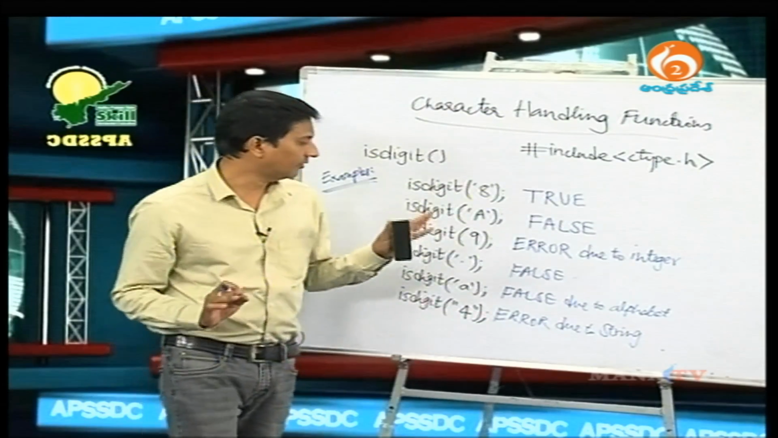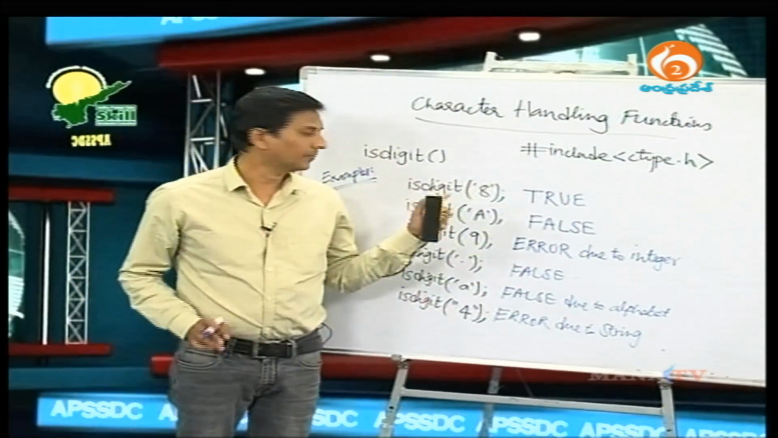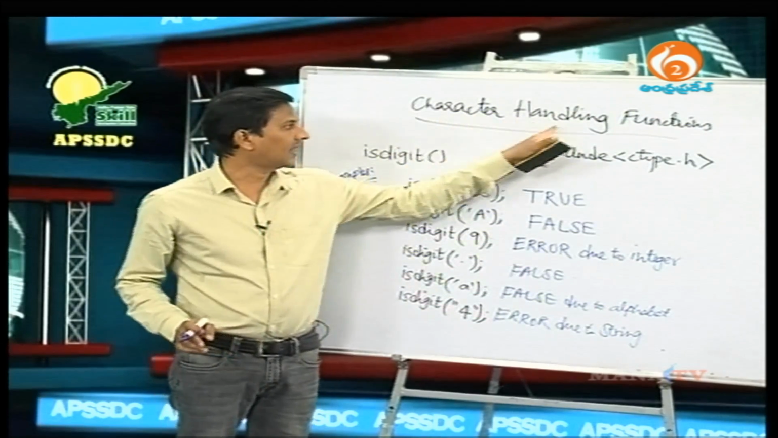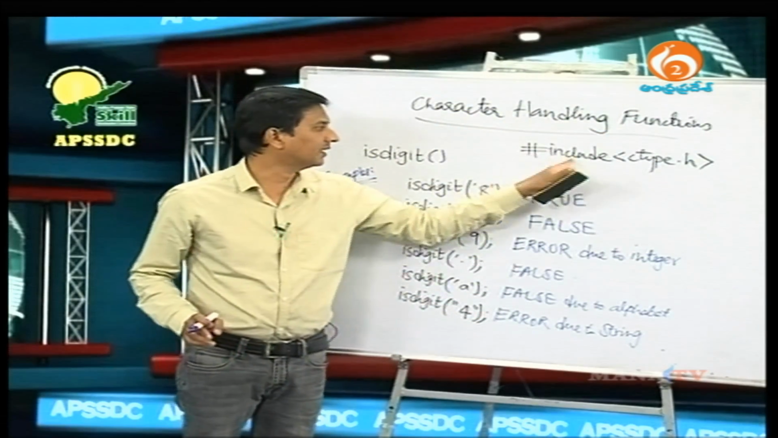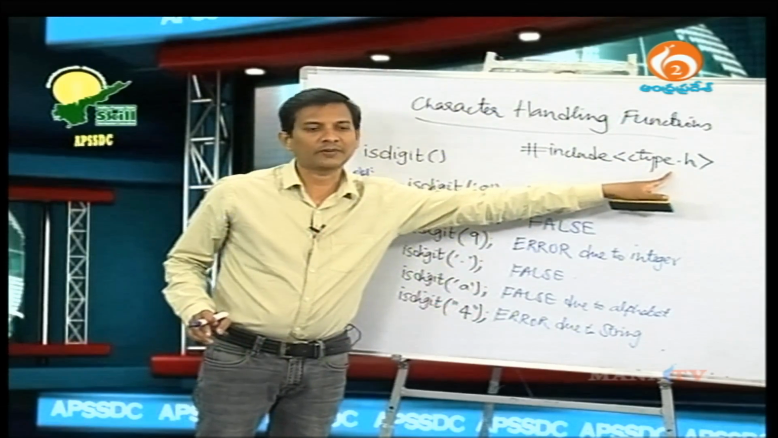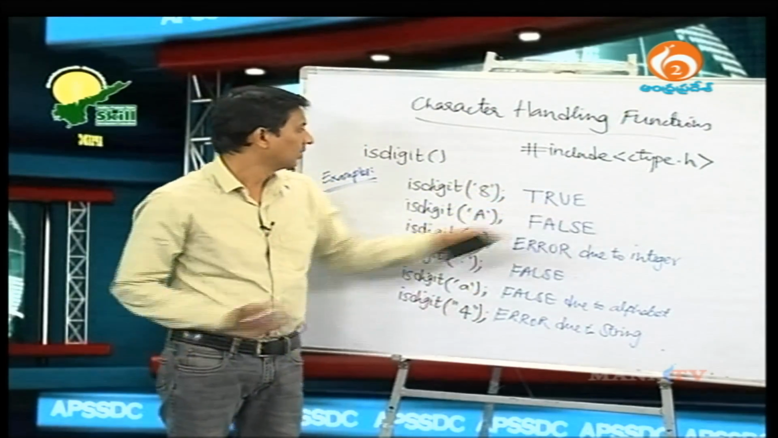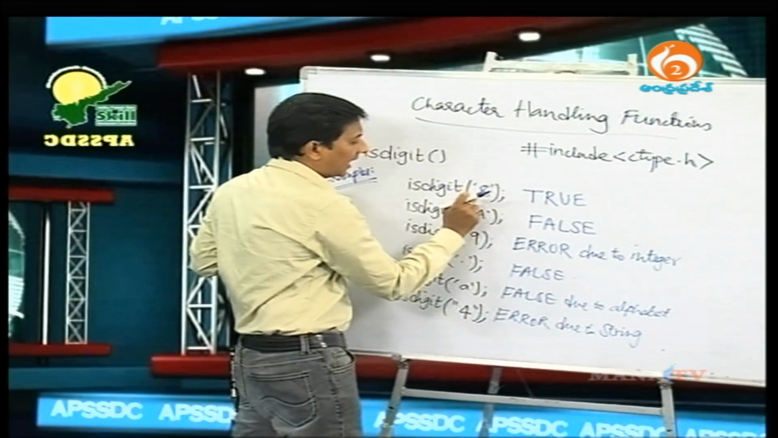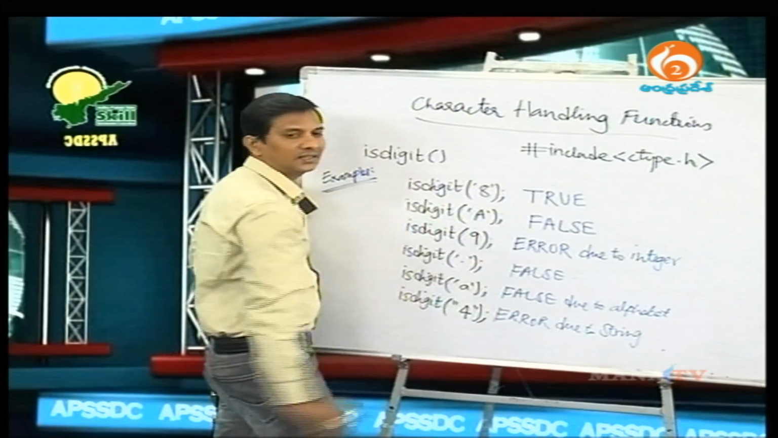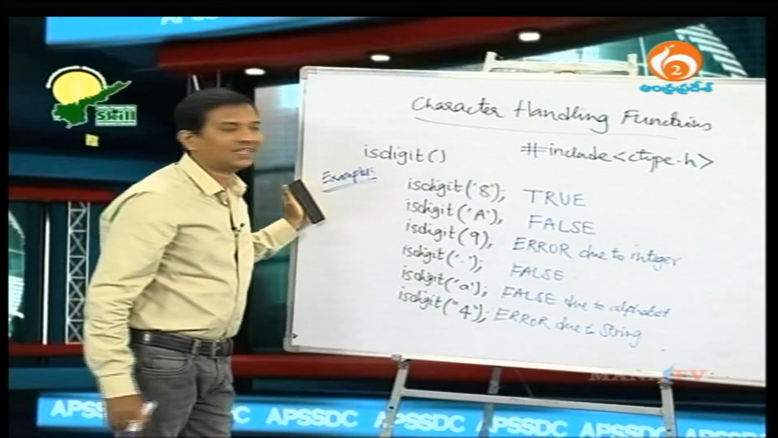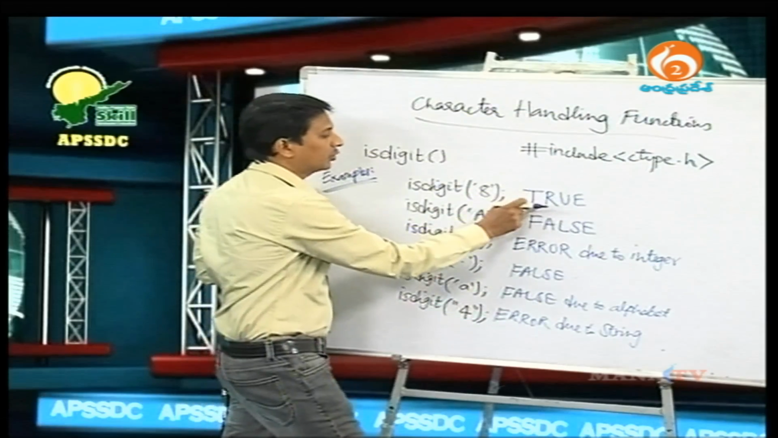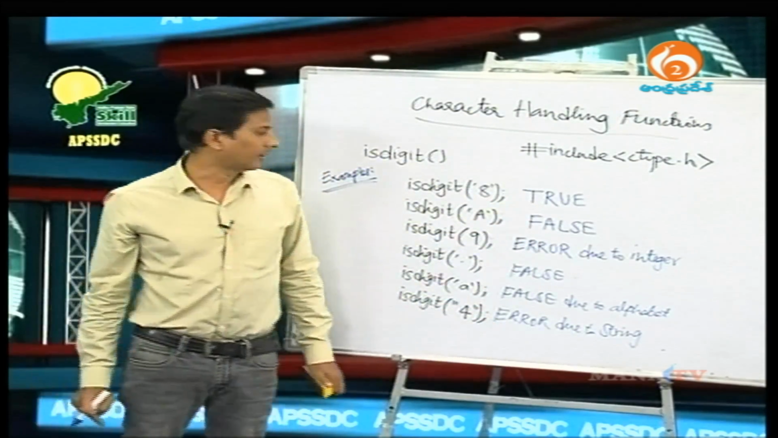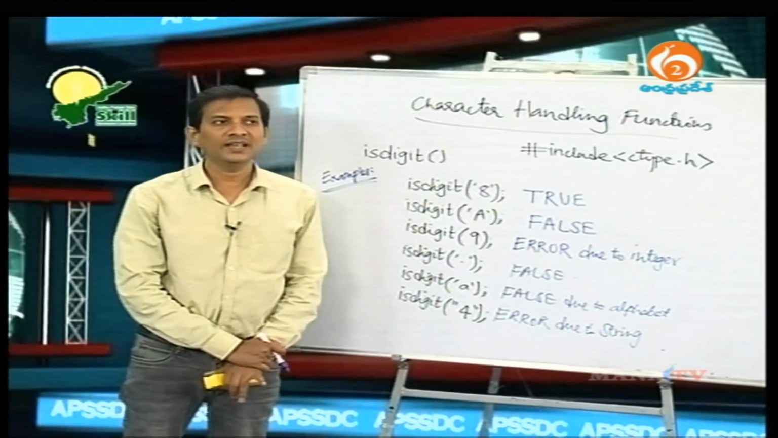Now we will derive the definition of is digit. Is digit is a predefined character handling function, which is defined in the ctype.h header file, and which returns true when the character is digit, false otherwise. This is the definition of is digit.